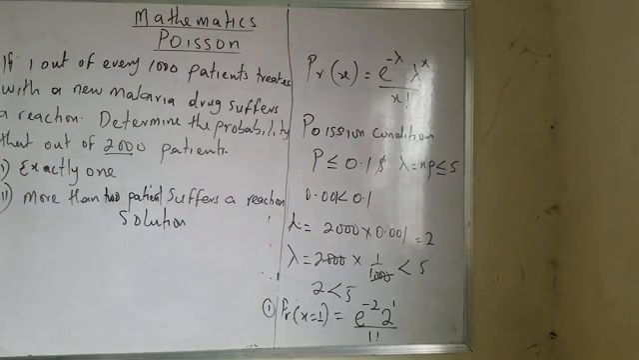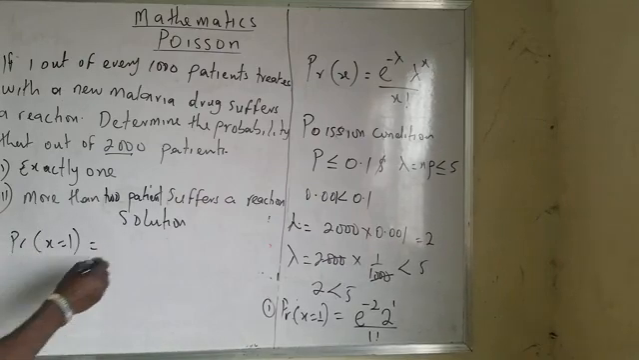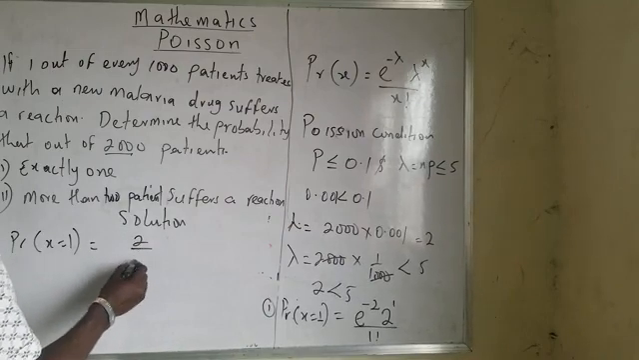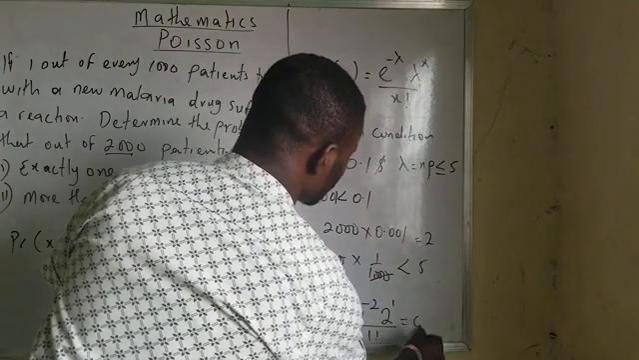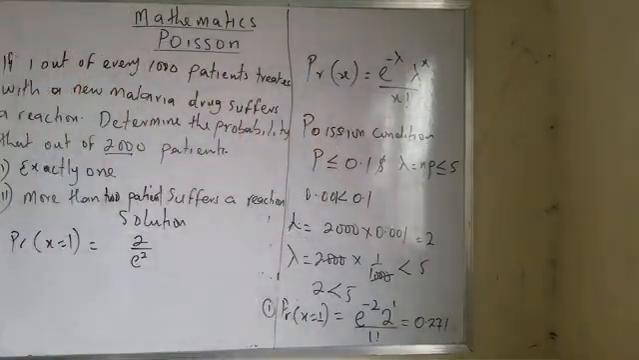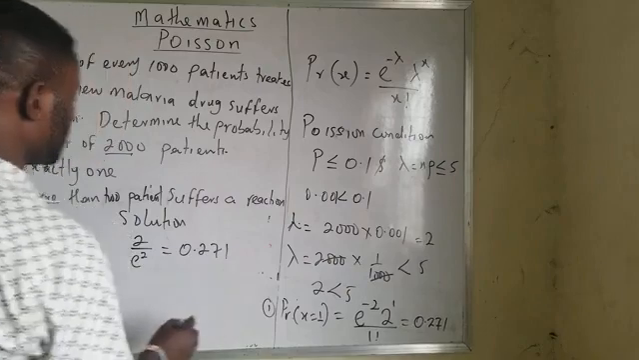Now, P of X equals 1 will be equal to 2 divided by e raised to power 2. Your calculator will be of help in this area. With my calculator, I will have the exponential of 2, which gives 0.271. That is my answer. That is my answer, 0.271.